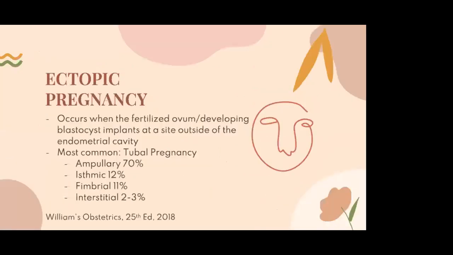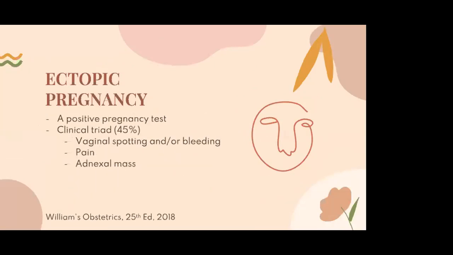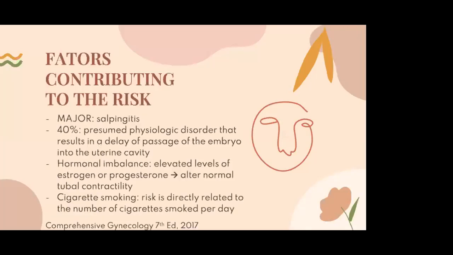So just a quick review, ectopic pregnancy occurs when the fertilized ovum or the developing blastocyst implants at the site outside of the endometrial cavity. And the most common would be a tubal pregnancy. And the most common part would be ampullary, accounting for 70% of cases. So suspicion of ectopic pregnancy is highly considered when a patient presents with a positive pregnancy test and the clinical triad seen in 45% of cases that includes vaginal spotting or bleeding, pain, and presence of adnexal mass.